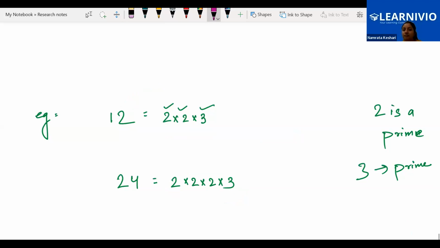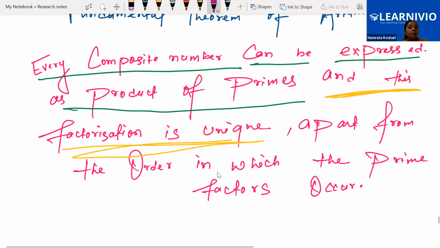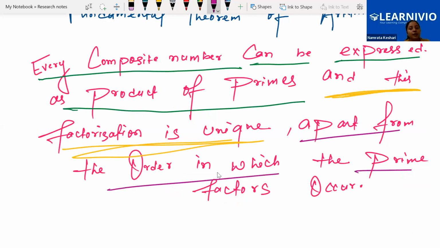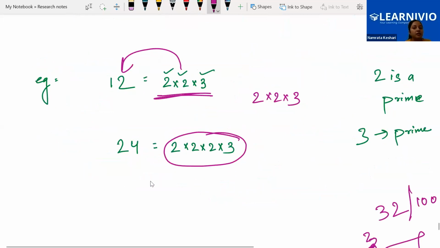Okay, that's what the definition says. The factorization is unique for the given number apart from the order in which the prime factors occur. The factorization is unique, but the order is not unique. The order you can change here and there. This 3 you can write first and then write this 2 into 2. The order you can shuffle here and there, that is okay. Order is not unique.